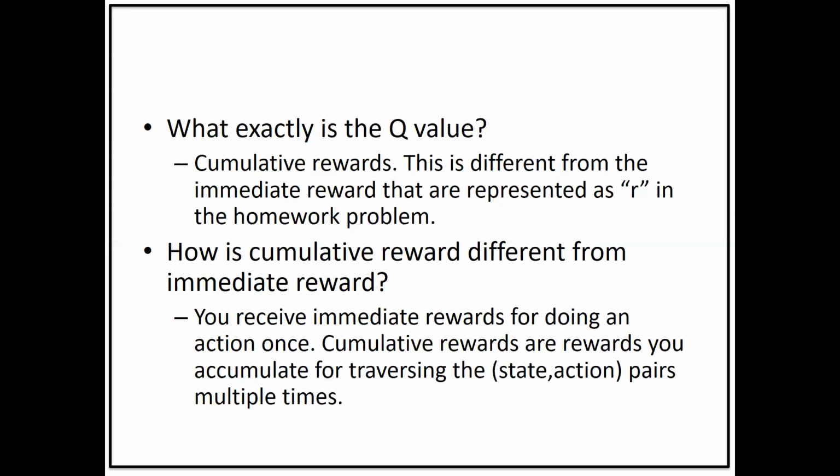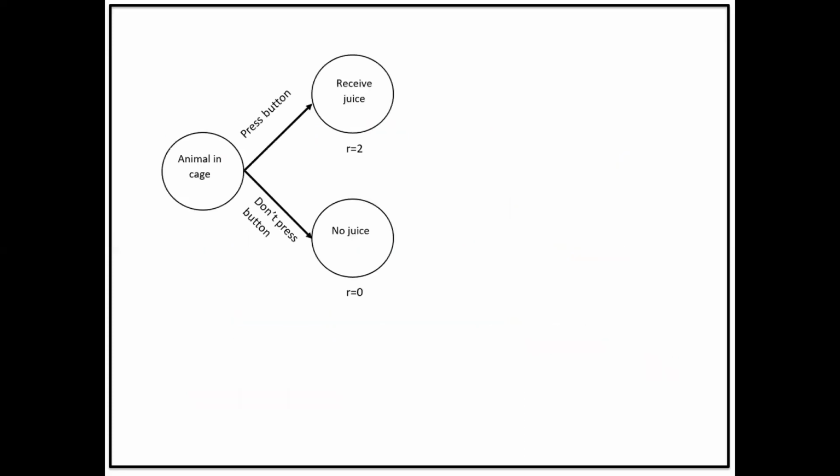That is, immediate rewards are obtained for performing an action once. Cumulative rewards are rewards you accumulate for performing an action multiple times. We want to see it with an example. Let's go to the experiment discussed in lecture about an animal being trained in a cage for 10 days.